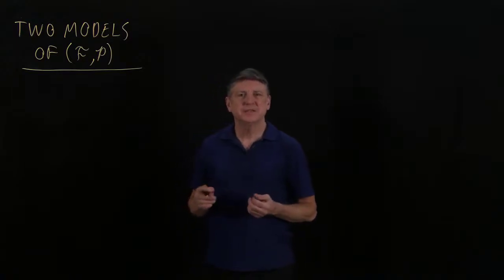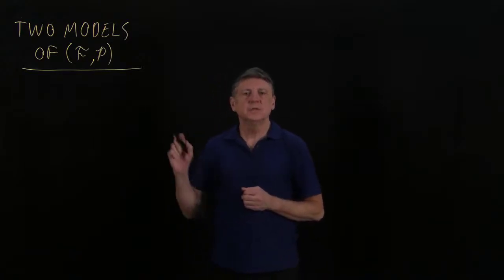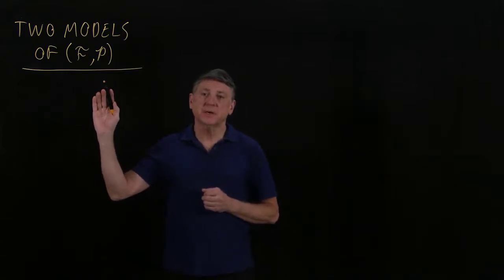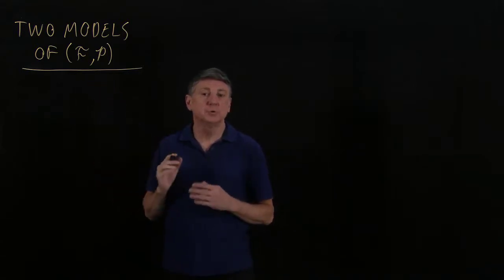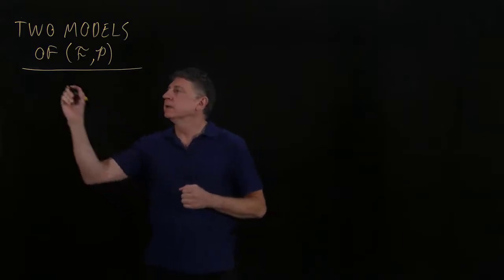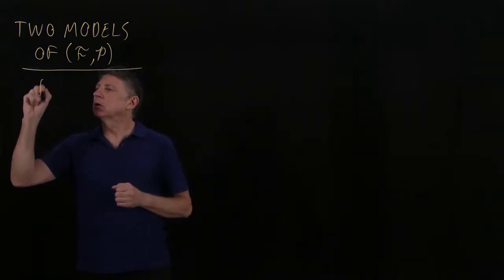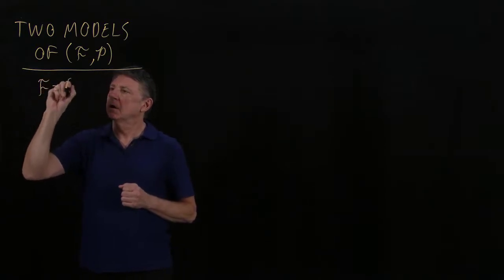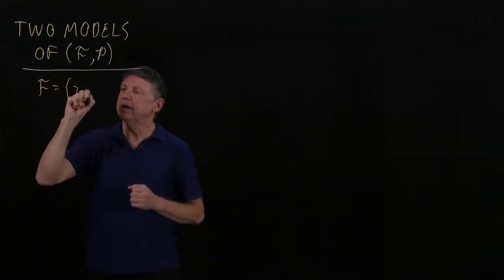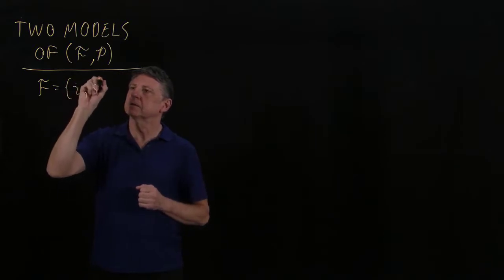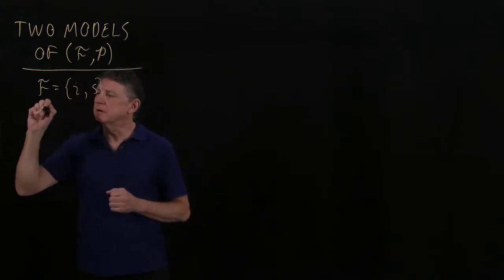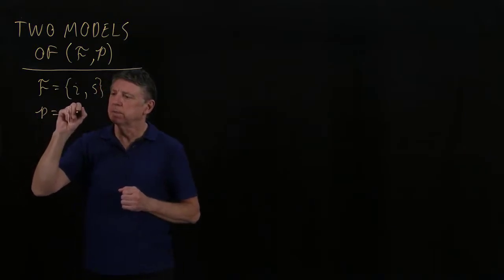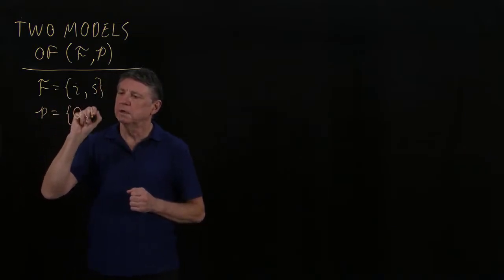Welcome. In this session on natural deduction, we'll consider a specific set of function symbols and a specific set of predicate symbols, and we'll develop two models for these. Let us suppose that our set of function symbols are I and S. And let's suppose that our set of predicate symbols are Q and R.